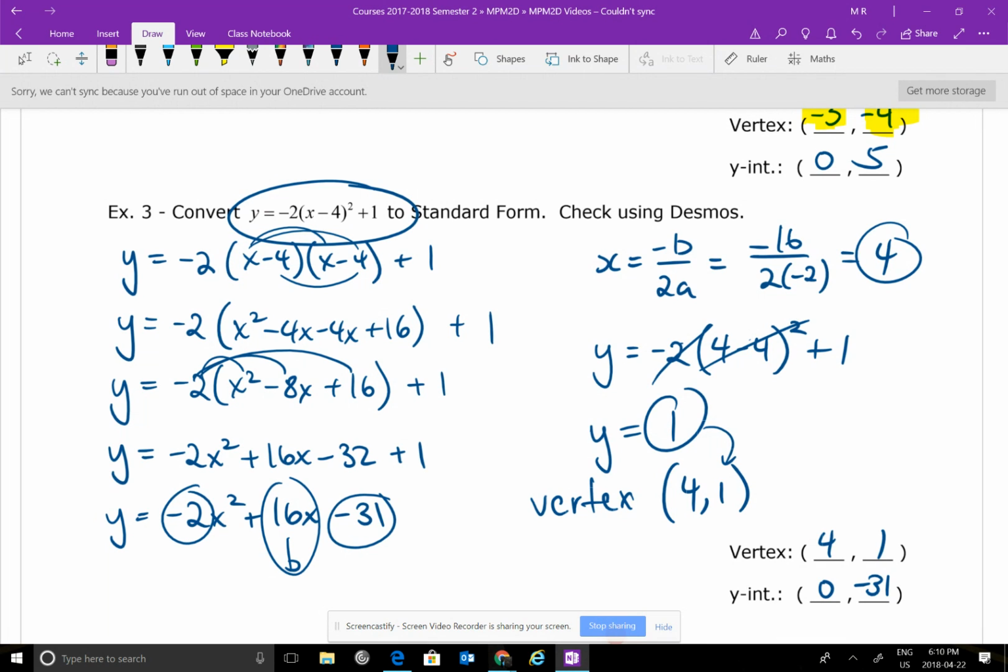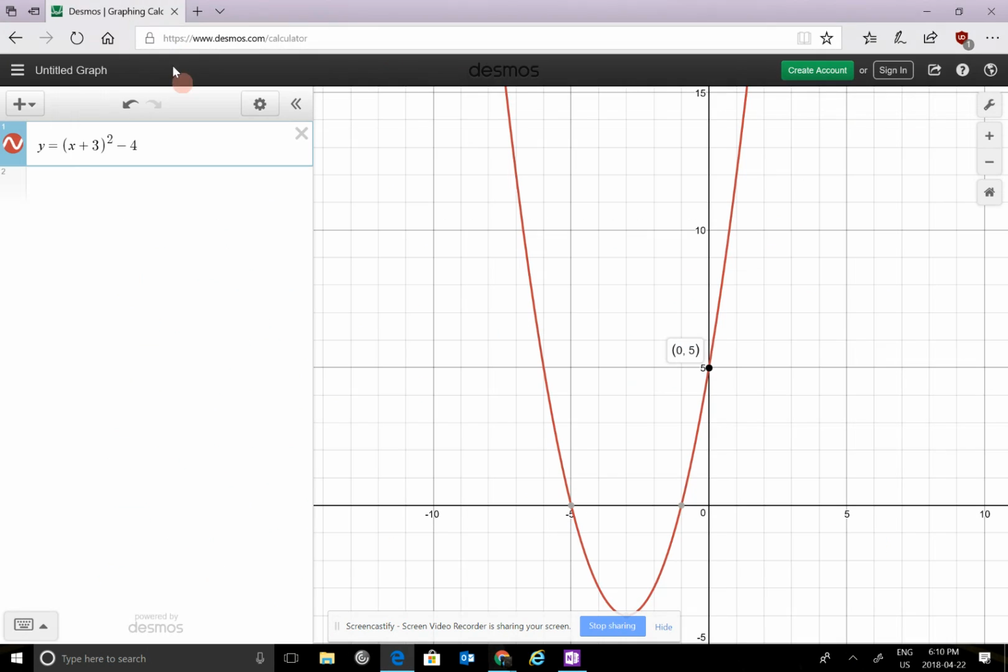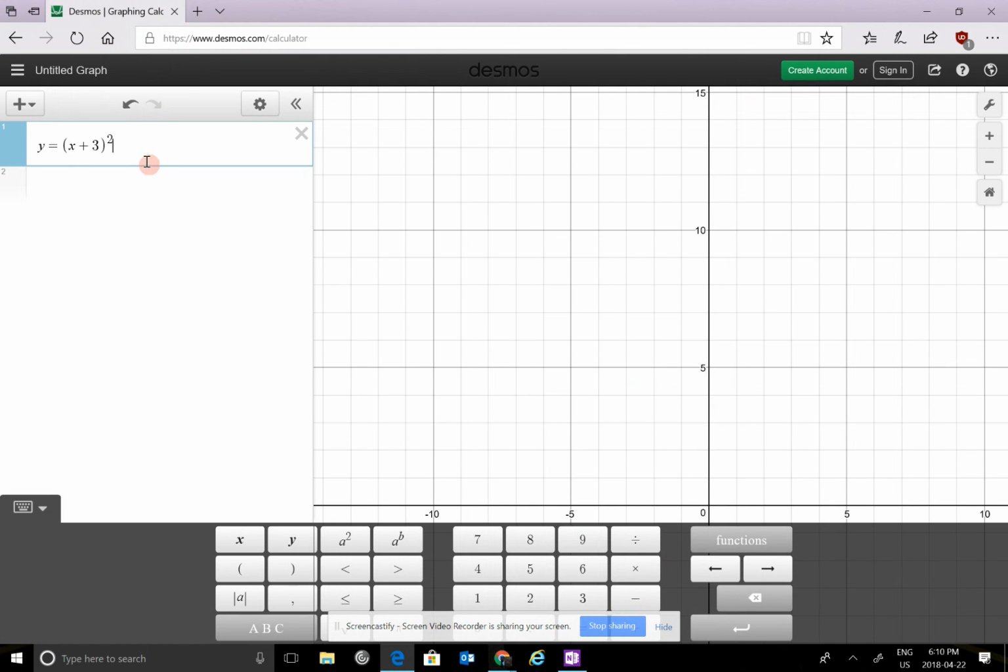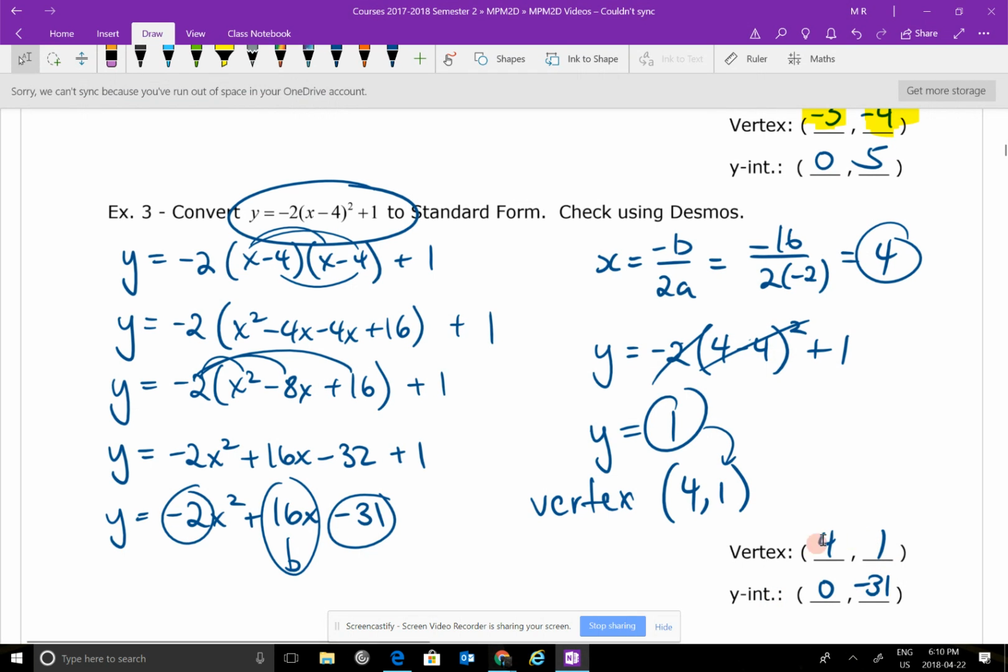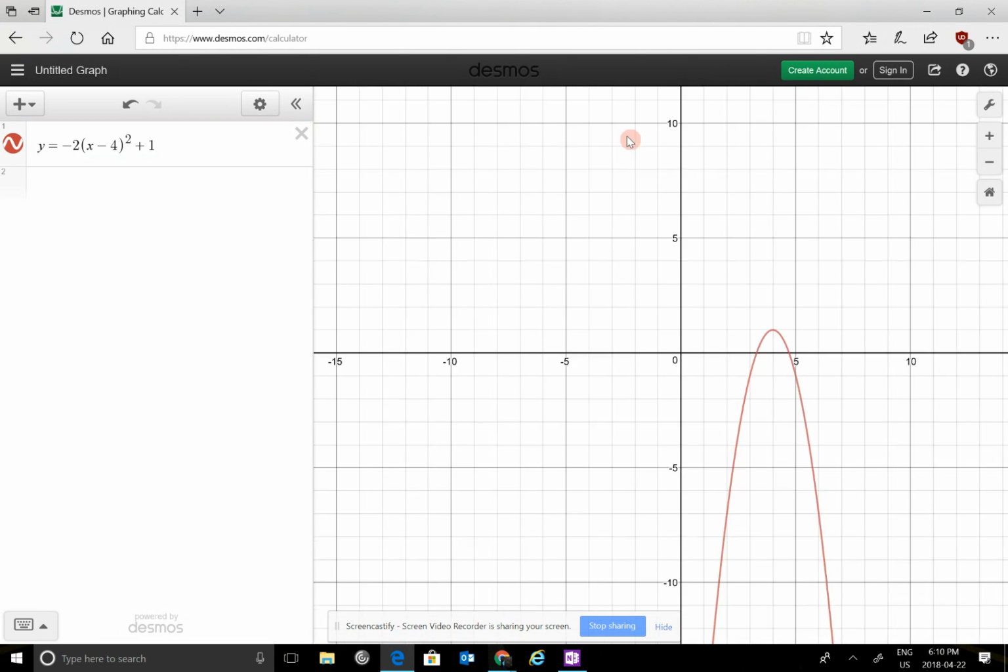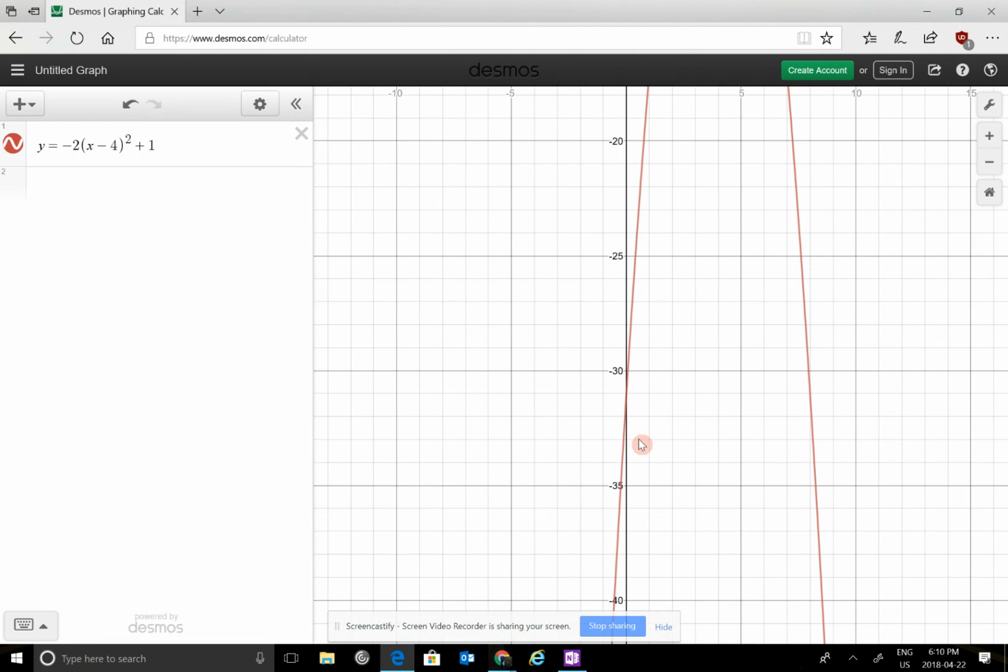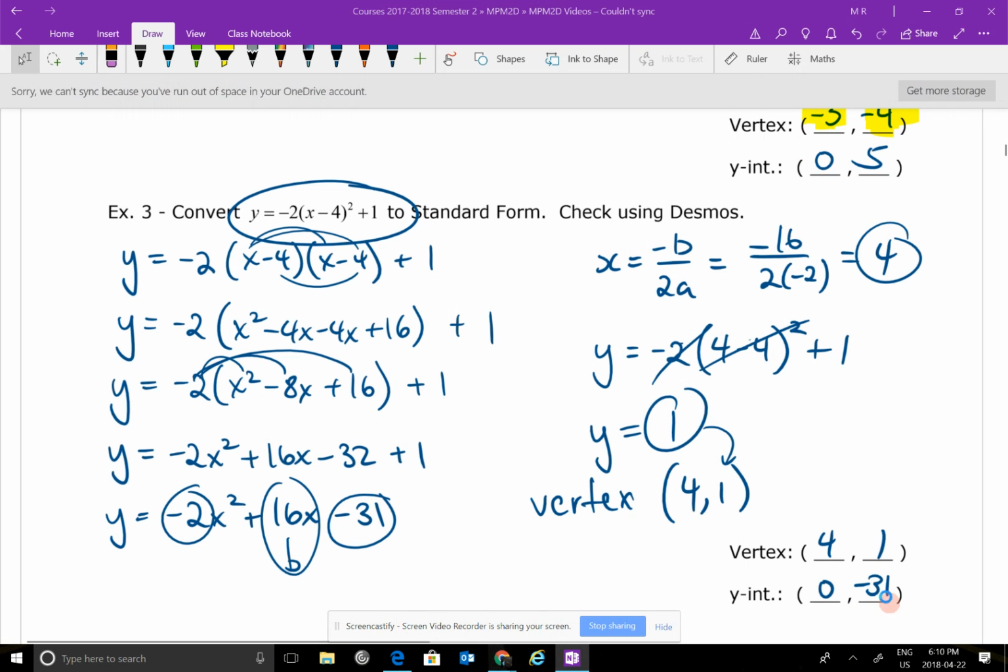So if I go to Desmos, here we have a new equation. So y equals negative 2 times x minus 4 squared plus 1. And if we look at the vertex, here we have 4 and 1, exactly what we said here in the vertex. So again, let's just double check the y-intercept too. The y-intercept over here is negative 31, exactly what we had here.